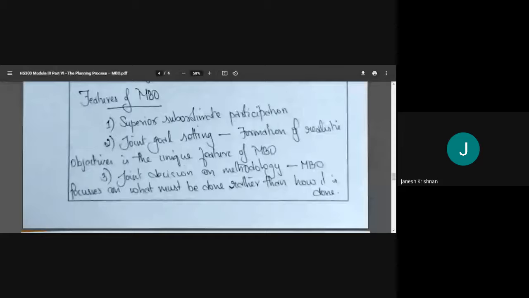Then joint methodology. MBO focuses on what must be done rather than how it is done. Okay, so the decisions on methodology are also jointly taken. That is, we need to produce 1,000 beds. Okay, we need to produce 1,000. So what must be done to produce 1,000 beds?